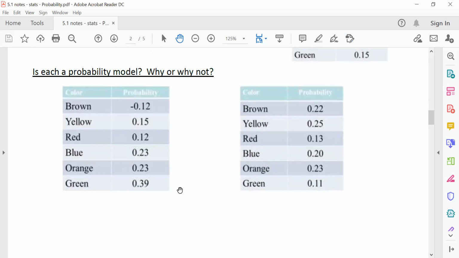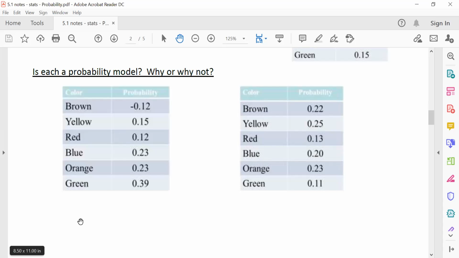You can tell right here, this is not going to be a probability model one bit. Even if I were to add all of them up and it came out to 1, no. This is a negative number here. This is a negative probability for getting a brown M&M. No, that's not possible. Negative probabilities don't make sense. You can have a 0 probability. That just means something is impossible. You can have a 0 probability, but you can't be any less possible than impossible. And impossible has a probability of 0.